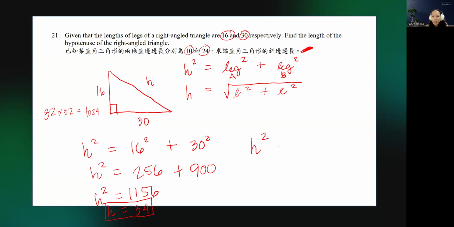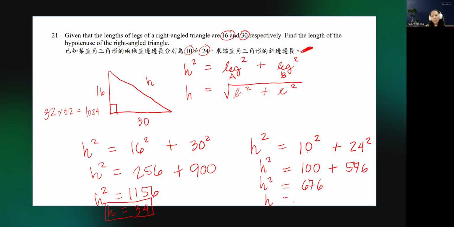But if we follow the problem here, the one not in English, if the legs were 10 and 24 respectively, you have 10 squared and 24 squared, because again, these are the legs. 10 squared is 100. 24 times 24 would be 576. So you'll have an answer of 676 for h squared.